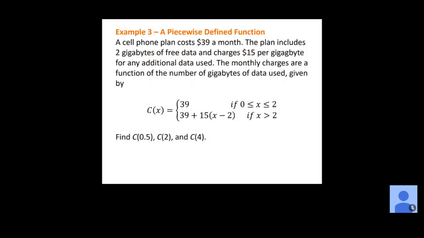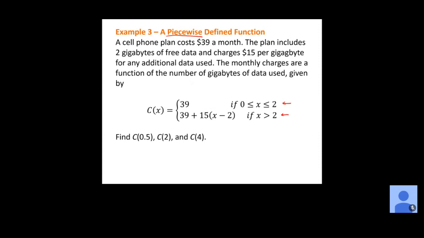All right. Example 3. So this is what we call a piecewise function. And so you can see that written up here, piecewise. So anytime you have a piecewise, what happens is we have different pieces of our function defined for different parts of our domain. So notice the top part of this function, the top piece is 39, but that's only when x is between 0 and 2. And then the bottom piece of our function here is only when x is greater than 2.